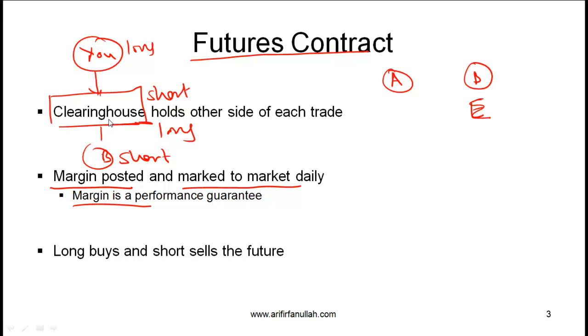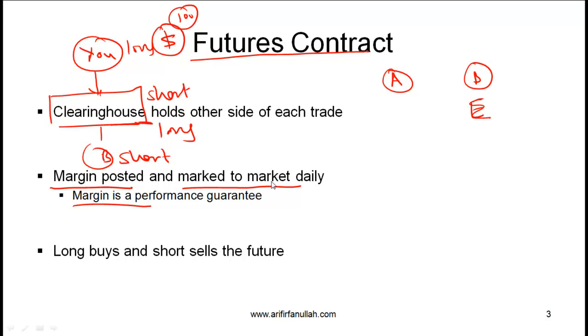And if the price of the underlying goes up, then clearly you as the long benefit, and on a daily basis, if you are benefiting, then money is added to your account. So effectively, if the value of the contract goes up by $100, then $100 are added to your account. And since this is happening on a daily basis, we call this daily mark to market.